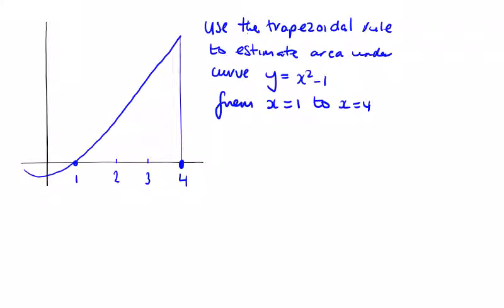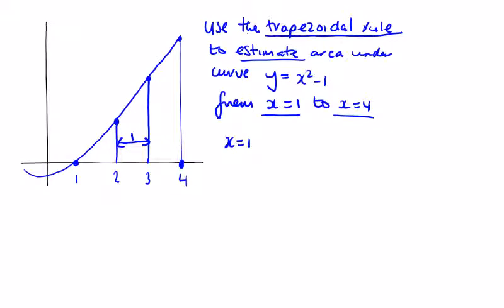In this question, we will use the trapezoidal rule to estimate the area, because the trap rule is an estimation, of the curve y is equal to x squared minus 1 from x equal to 1 to x equal to 4. So let's put in some lines here. We can see here the width between them is 1, and we need the approximate heights. Well, we get the exact heights by putting in our values.